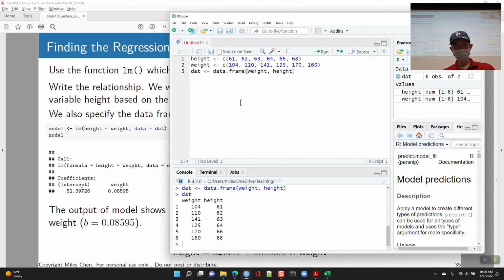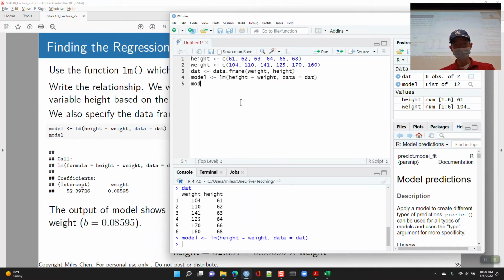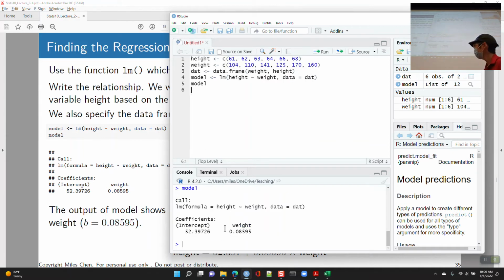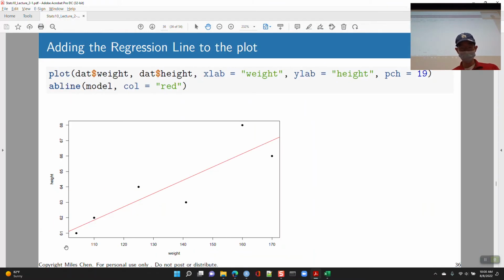And then if I wanted to create a model based on this, I would just type in lm for linear model. We want to predict the height based on the weight. Our data comes from the data set dat there. And what does our model look like? Here it is. There's your intercept and there is your slope. Okay, you can plot this, and this is what the trend line looks like. Plot of weight versus height, and you could do abline.